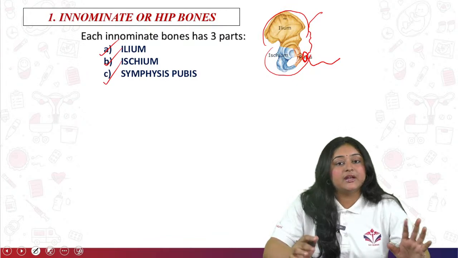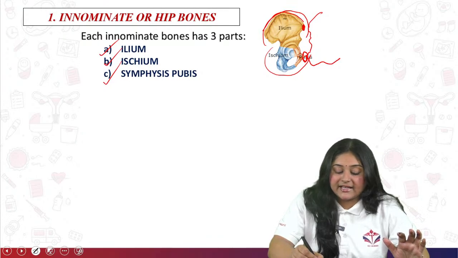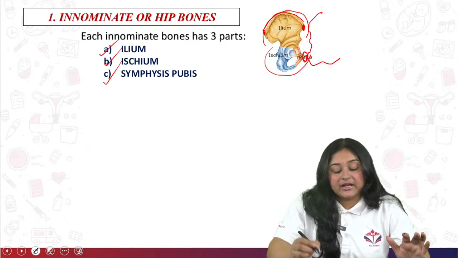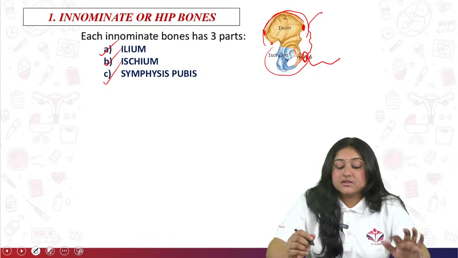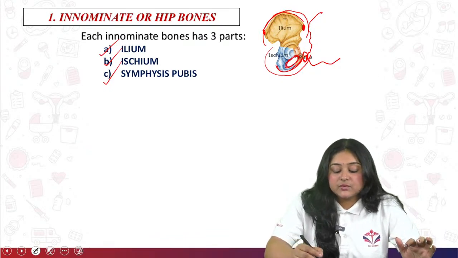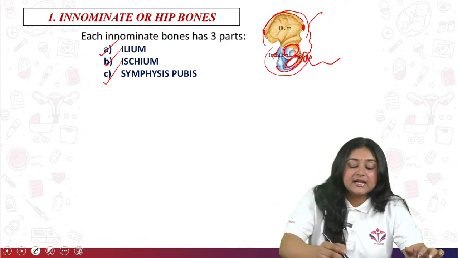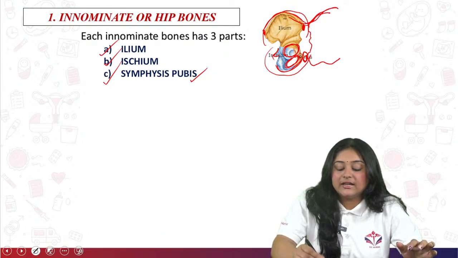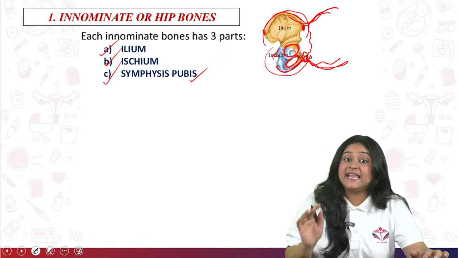In the ilium there are many parts: the iliac crest, anterior superior iliac spine, anterior inferior iliac spine, posterior superior iliac spine, and posterior inferior iliac spine. Next, the ischium has the ischial tuberosity, acetabulum, obturator foramen, as well as the ischial spine. Next, the symphysis pubis: the upper portion of these two bones is called the superior ramus, and the lower portion is known as the inferior ramus.